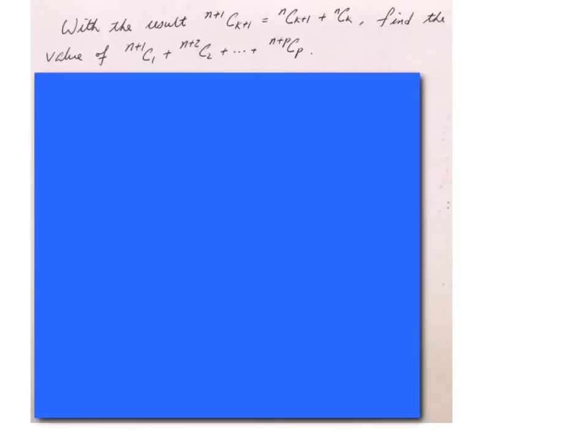Right, this is another problem about binomial theorem. In this case, we use this result: (n+1)C(k+1) equals nC(k+1) plus nCk. You can prove this by simplifying the right-hand side by using the definitions for nCr.